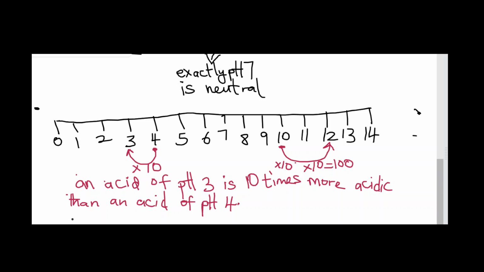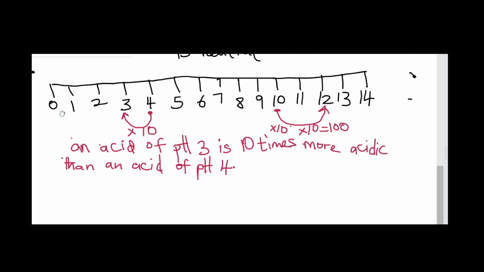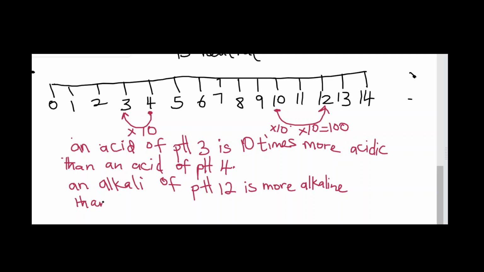So I will then say that an alkali of pH 12 is more alkaline than pH 10 by 100 times. Okay, because we had two steps to go from 10 to 12.